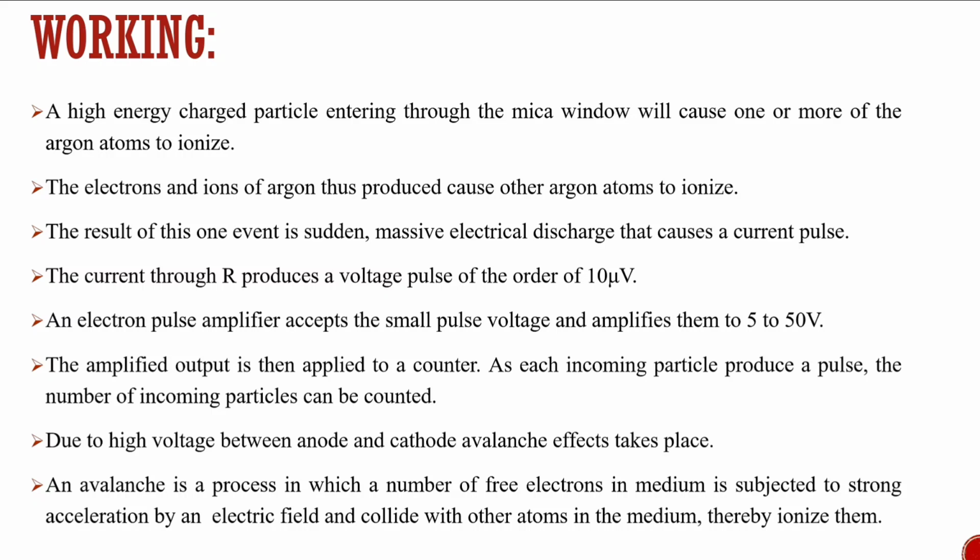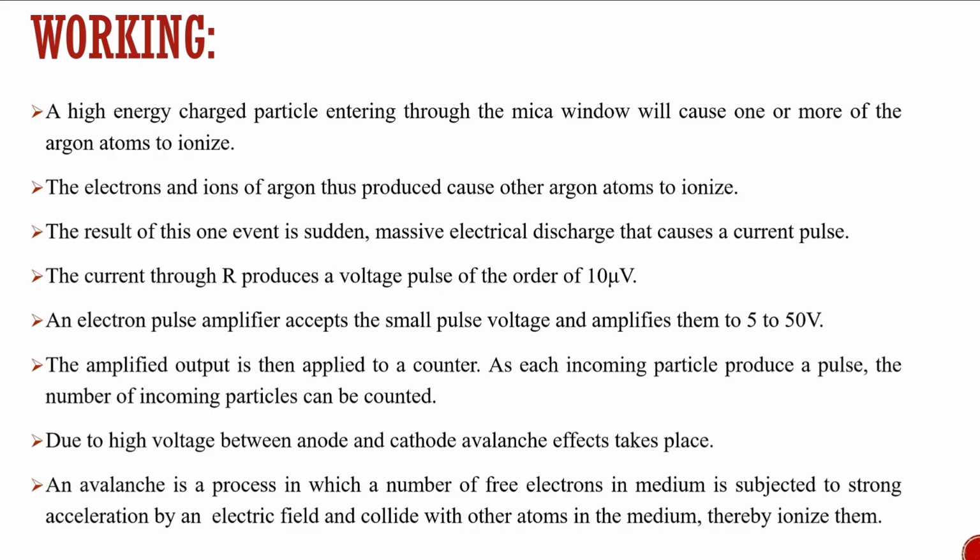Due to the high voltage between anode and cathode, the avalanche effect takes place. This is important. An avalanche is a process in which a number of free electrons in a medium are subjected to strong acceleration by an electric field and collide with other atoms in the medium, thereby ionizing them.